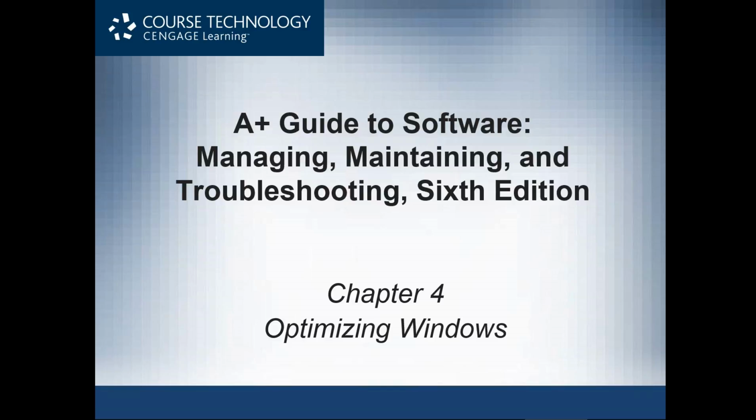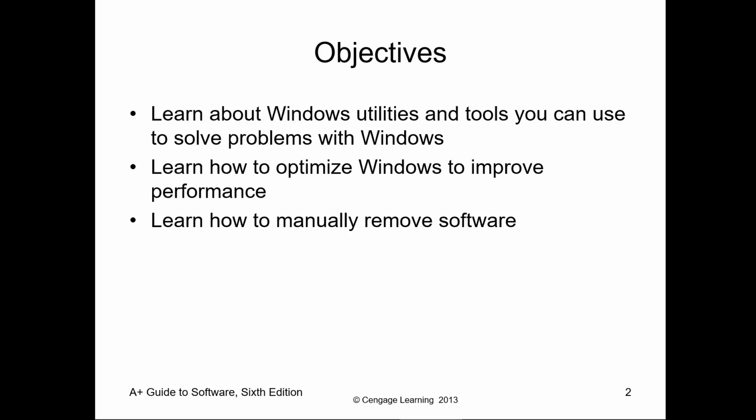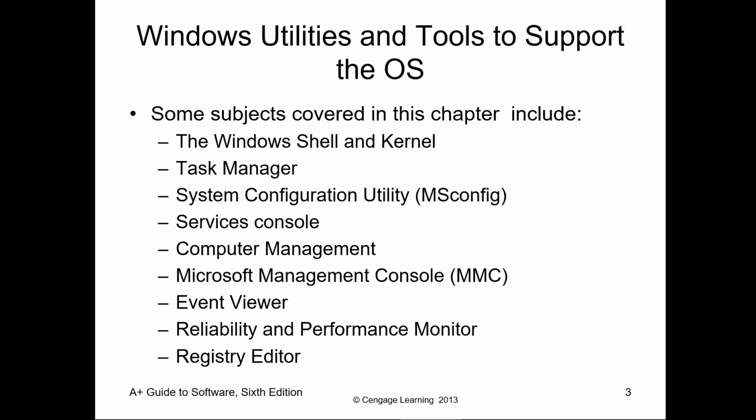Chapter 4, Optimizing Windows. In this chapter, we're focusing on tools to help troubleshoot and optimize Windows. We're going to learn about some additional Windows utilities for problem solving, learn how to improve performance, and learn how to manually remove software. The utilities we're going to talk about are the shell and the kernel, Task Manager, MSconfig, the service console, computer management, the MMC snap-in, the event viewer, reliability and performance monitor, and we're going to end with registry editors.